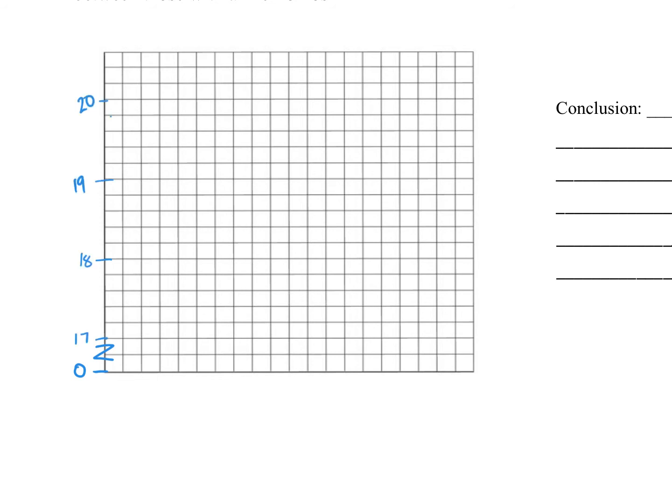So this is the scale that I have decided on. I'm starting at 17 because I know my lowest value is going to be 17.2. Each of these blocks is worth 0.2, and I can make it all the way up to 20, including past 20, which is my highest value.